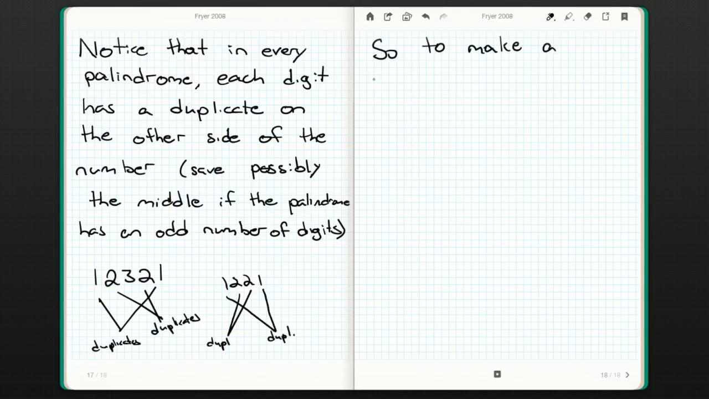So if we want to make a palindrome, what are we going to need to do? Well, we're going to need to have pairs of numbers.